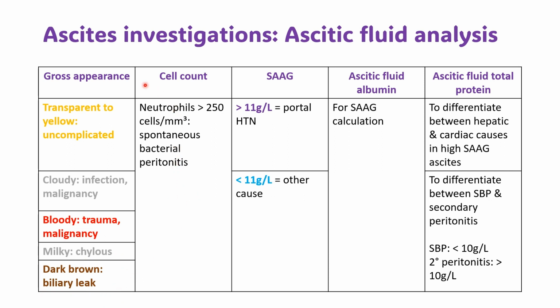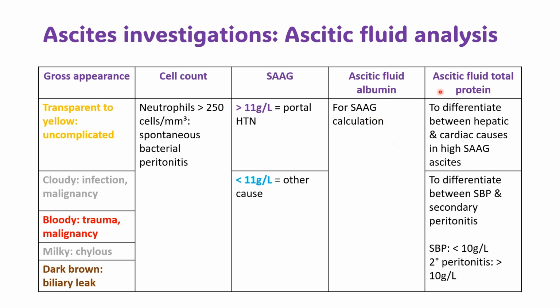We look at the cell count. So if the neutrophils are greater than 250 cells per millimeter cubed, this could suggest that there's spontaneous bacterial peritonitis, which we're going to talk about in future videos. And then we can look at, we've already talked about this in quite a lot of detail, the SAAG gradient. If it's greater than 11 grams per litre, this suggests that there's portal hypertension. If it's less, then there could be an alternative underlying cause. We're going to look at the ascitic fluid albumin. Remember I said you can find out that value from the diagnostic paracentesis for the SAAG calculation.